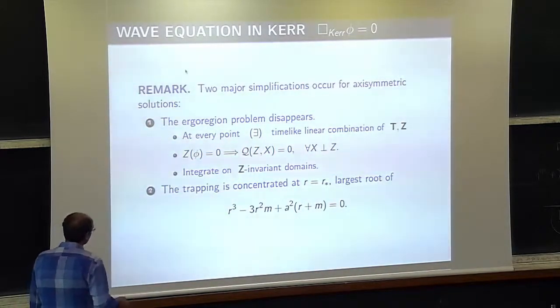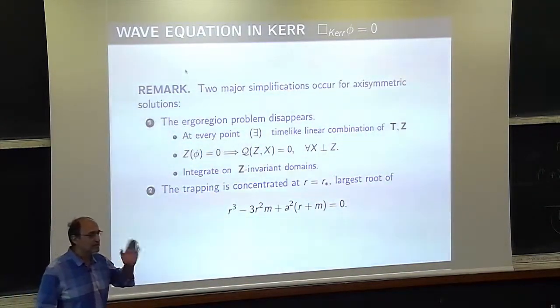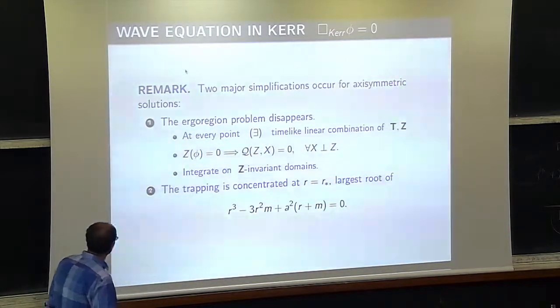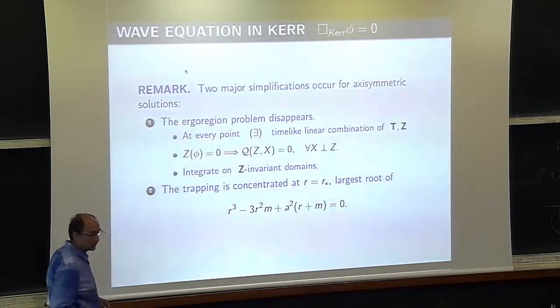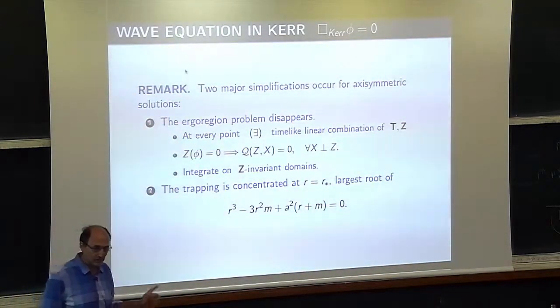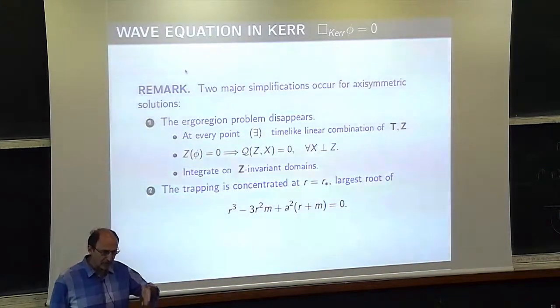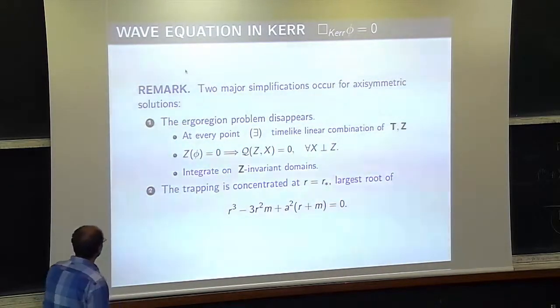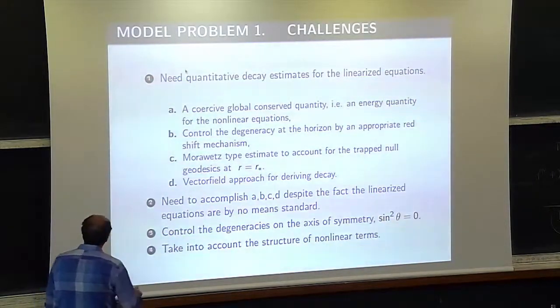Another major simplification is that the trapping is also concentrated on just one hypersurface, R equal R star, which is similar to what happens in Schwarzschild. In Schwarzschild, you have everything concentrated at R equal to 3m. Here you have everything concentrated at a value of R which is a root of this cubic equation, the largest value of R. So all the trapping is just like in Schwarzschild. All right, so these are things that obviously are going to be very important for what we do.